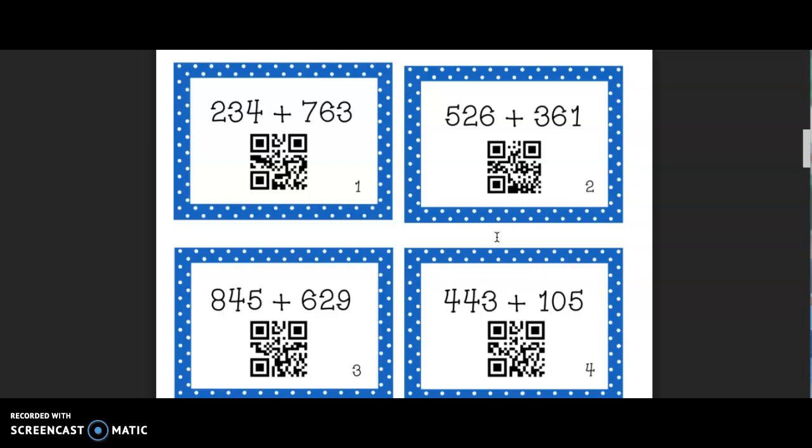Beside the 526, remember you need 3 lines with your pluses in between them. Beside your 361, you need your 3 lines with the pluses in between those. Go ahead and draw your equals line.